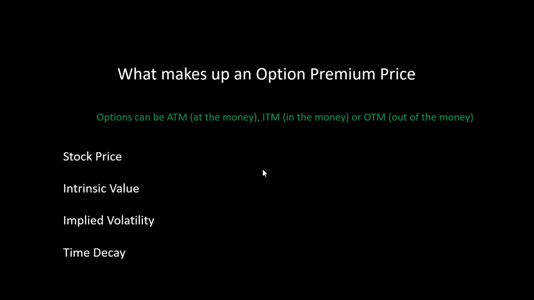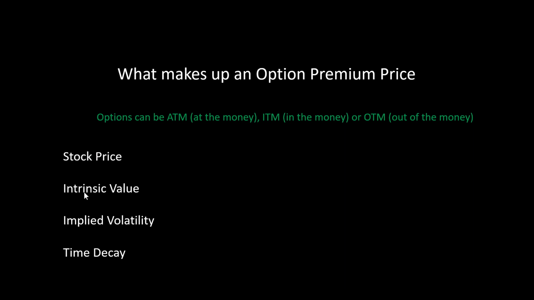So what makes up an option premium price? When you look at an option, it's made up of a few different things. Let's take, for example, a Microsoft $100 call. Well, it's going to be made up of the stock price. If Microsoft is trading at $105 and you buy a $100 call, the stock price is $5 higher than the strike price you took. So that option is going to be worth at least $5. The stock's trading at 105 and you buy a $100 call, the stock price is going to be part of that, and it's going to be at least $5.